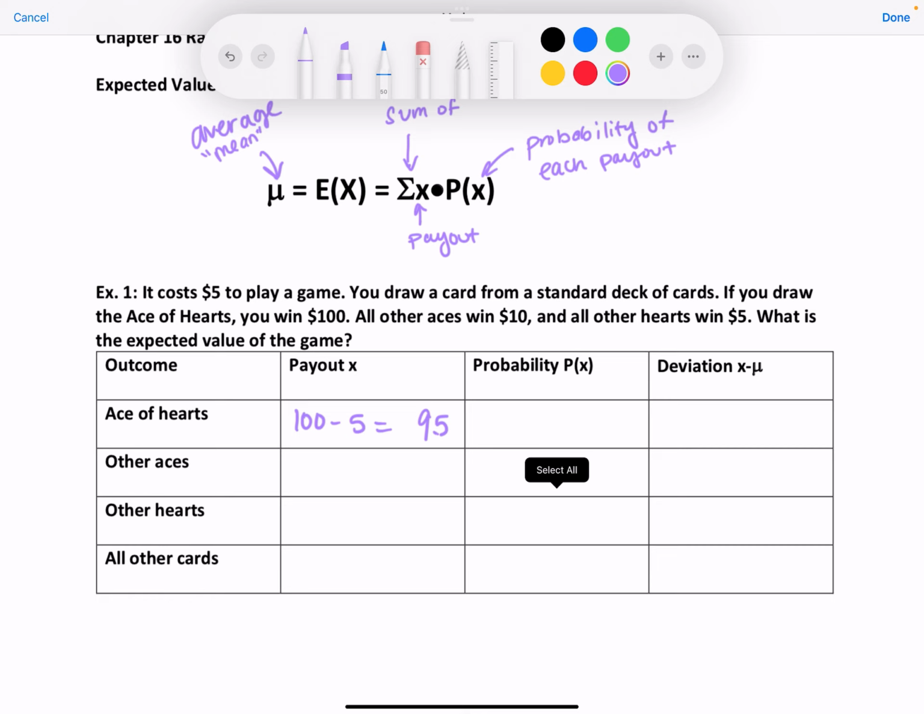The other aces said that you win $10, so it would be $10 minus the 5 that you paid to play. It'd be $5. If you get any other heart, you get $5, so it would be 5 minus the 5 you paid in. So you don't have to pay anything. And then all other cards, you get nothing, but you still paid 5 to play, so that ends up being -5.